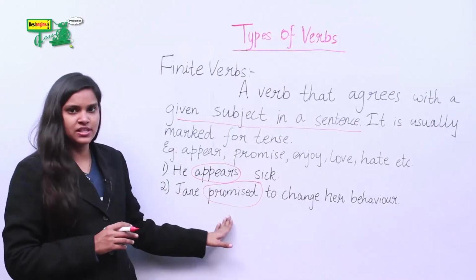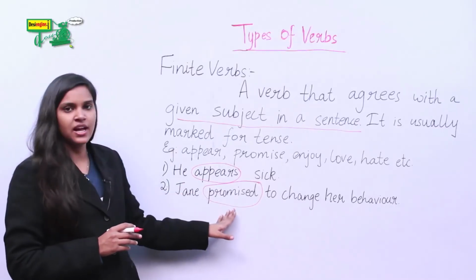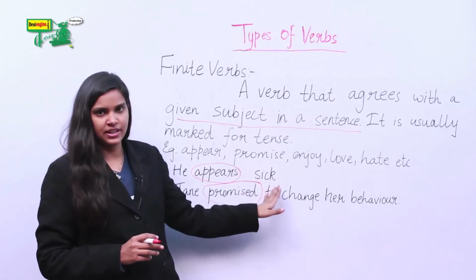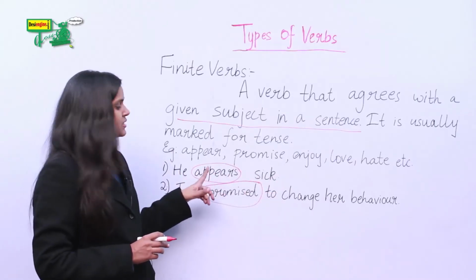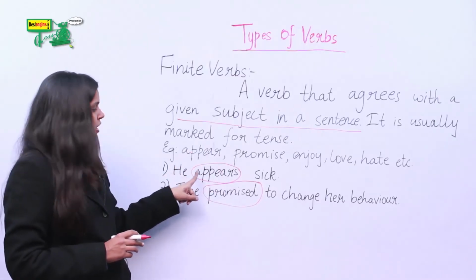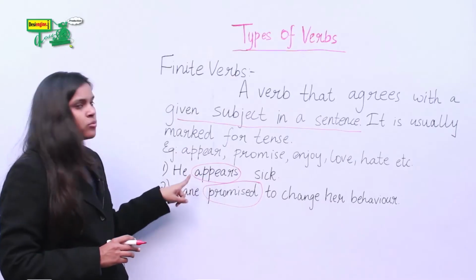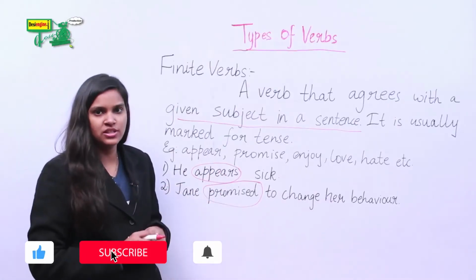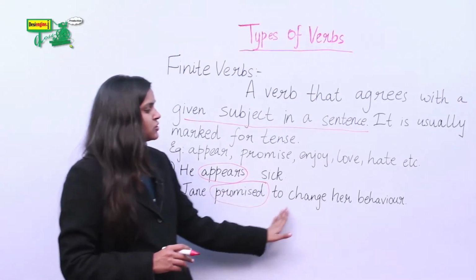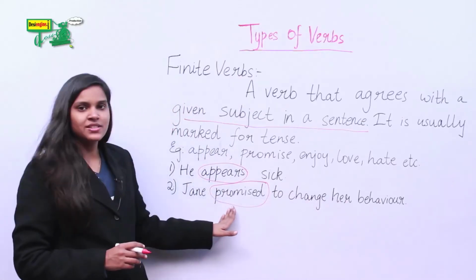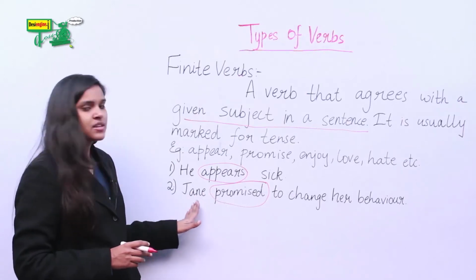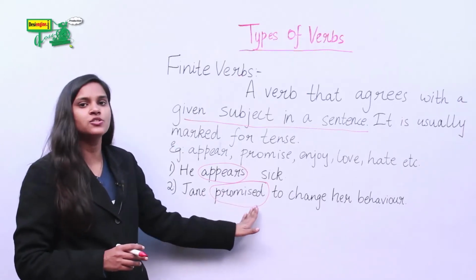I have written down two sentences where I have underlined the finite verbs. Let's take a look at them. He appears sick. Here, a finite verb is appears because it agrees with the subject. If the subject changes, the form of the verb will also change according to the tense. In a similar manner, in the second sentence, Jane promised to change her behavior. Promised is a finite verb and it will change with changes in the subject. That is, it will change according to the tense.